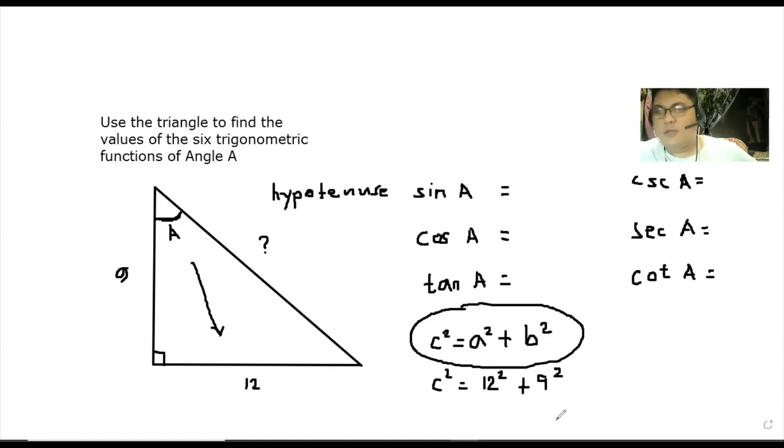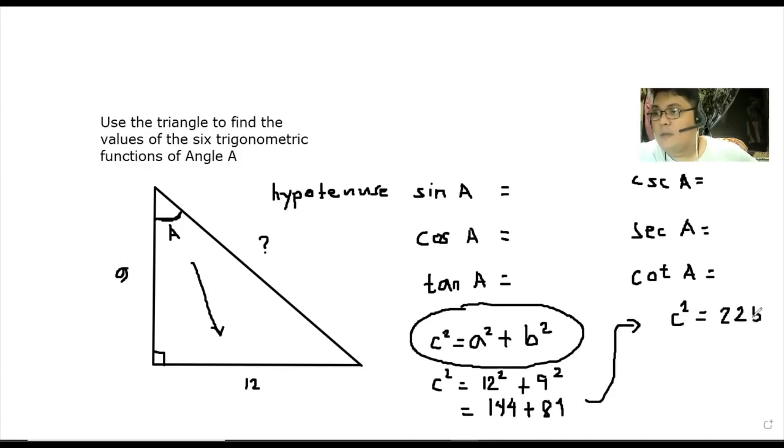So let's now solve for the value of C. So what is 12 squared? 12 squared is 144. Plus, okay, 9 squared is 81. Okay, if we're going to add that, it gives us already what? 144 plus 81, it will give us 225. Okay, so C squared now is 225.